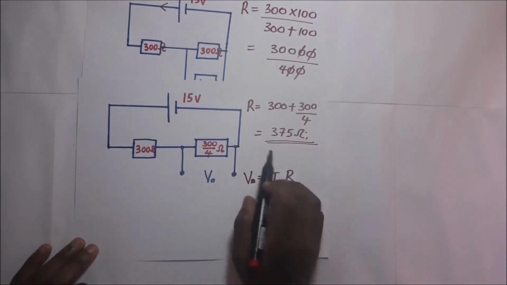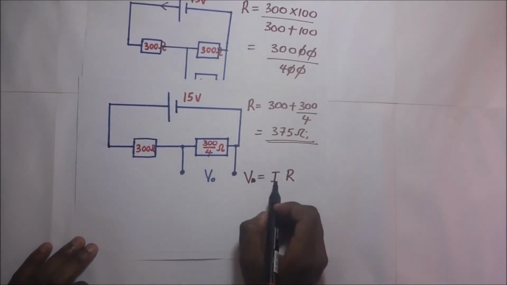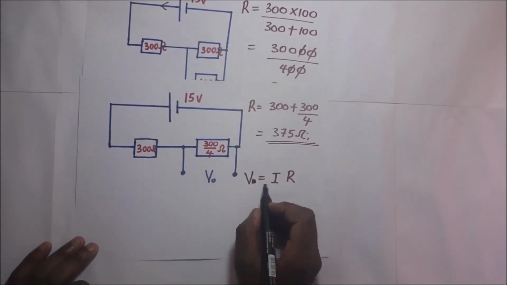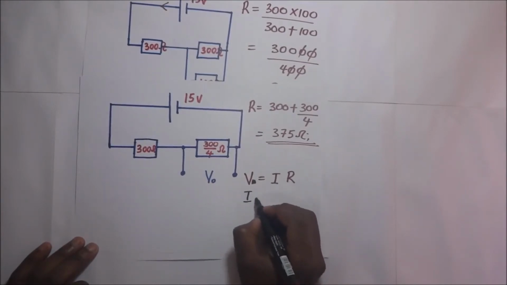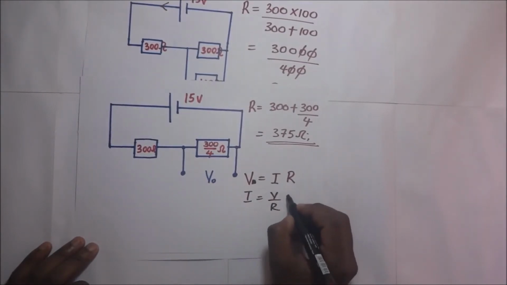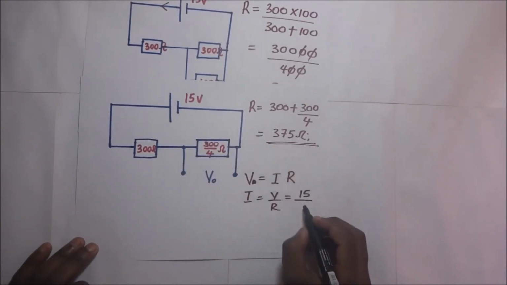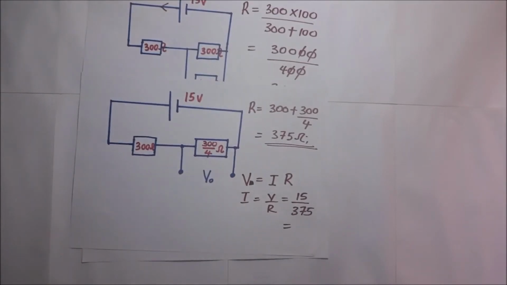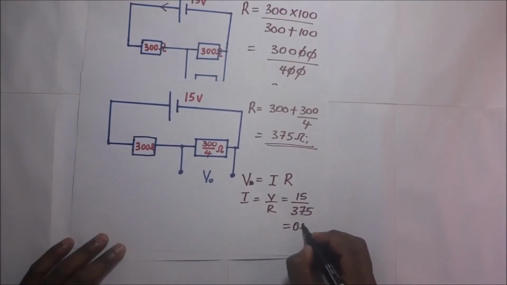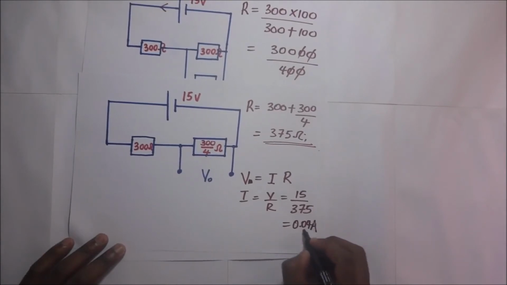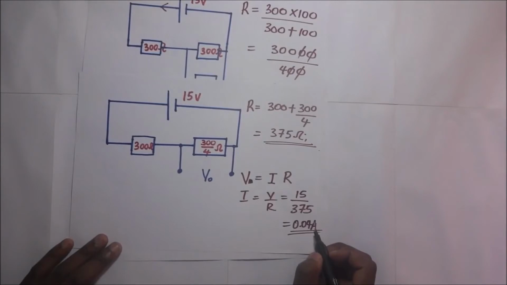Now that we have the effective resistance in the circuit, we can go ahead and find the current flowing through the circuit. From V equals IR, we know that I is equal to V over R. That's going to be the V, which is 15, divided by the effective resistance, which is 375, and we shall end up with the amount of current flowing through the circuit being 0.04 amperes.